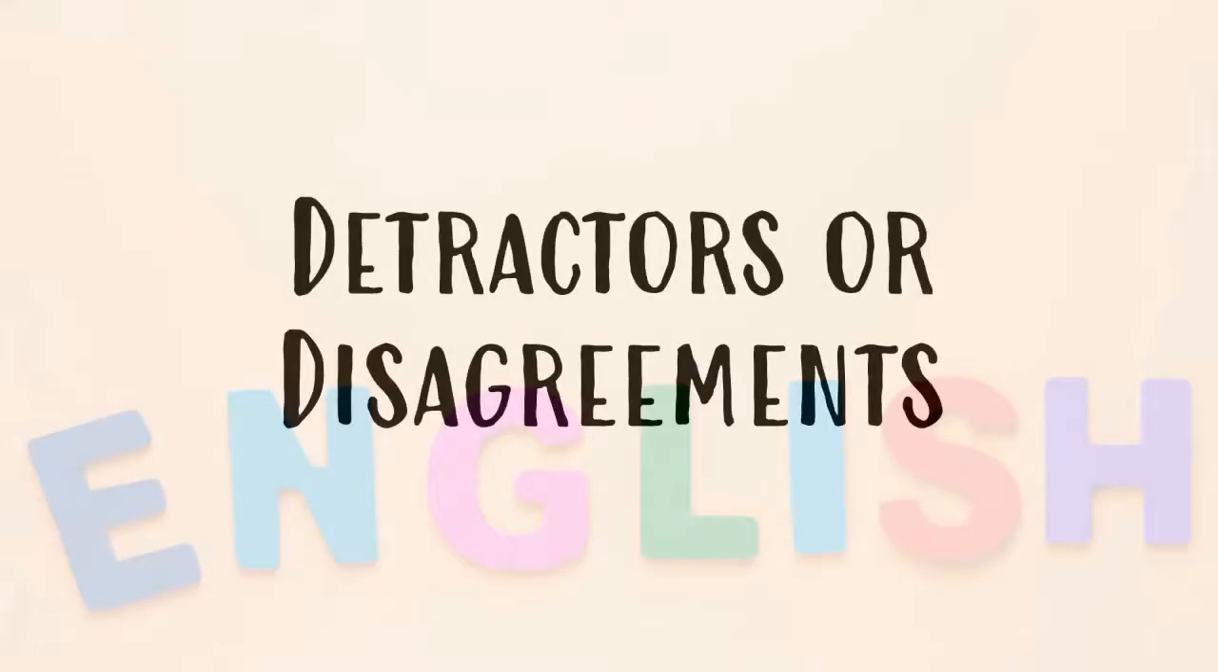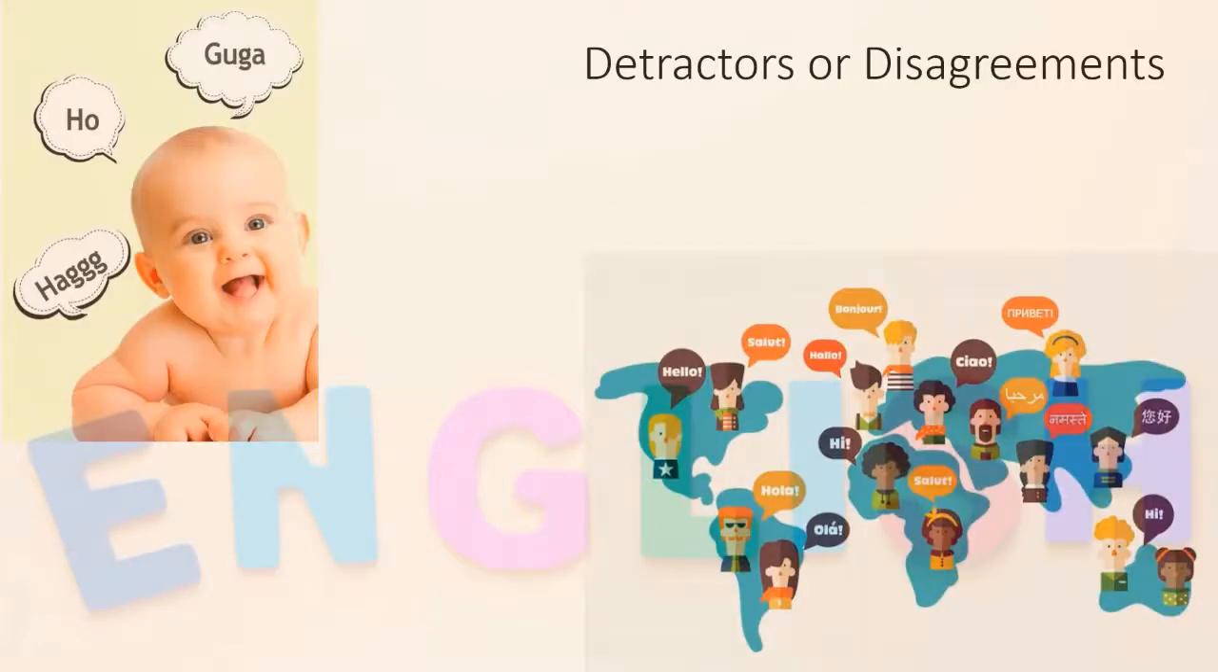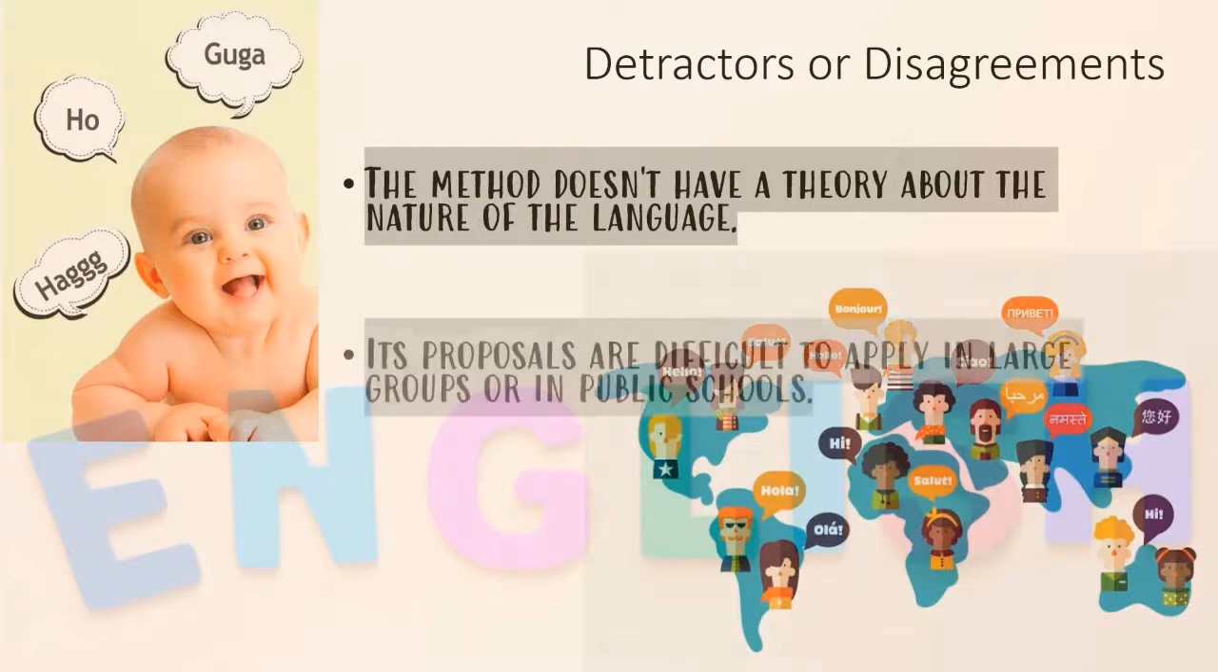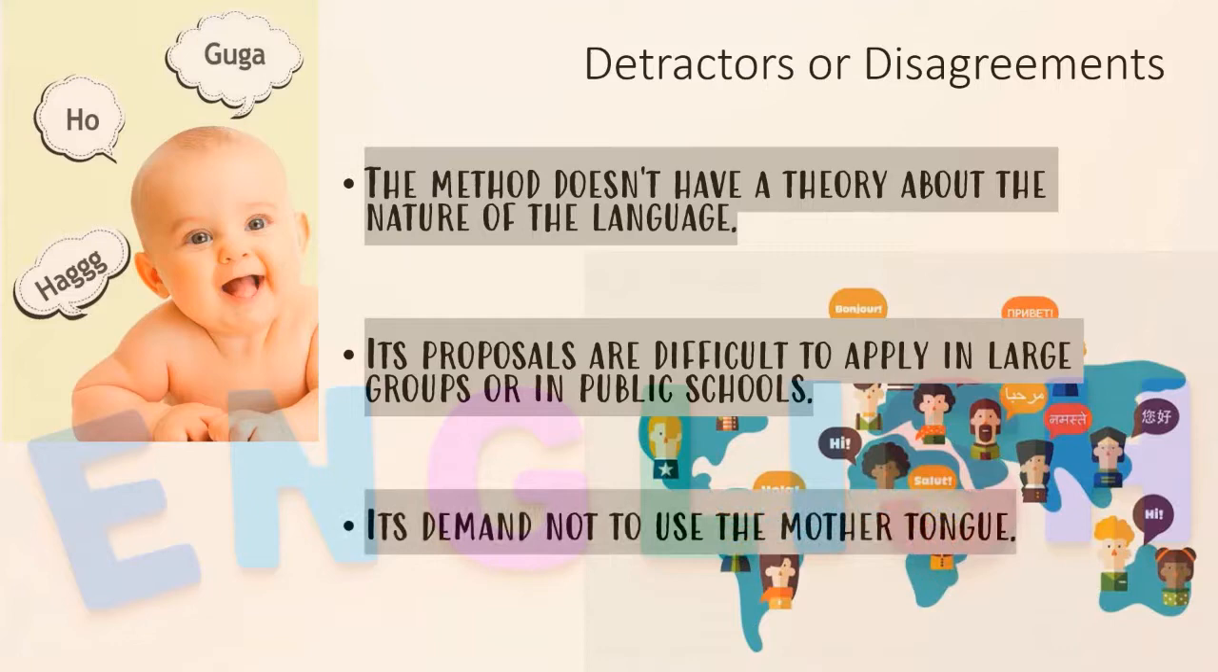The detractors of the direct method argue that its approaches lack a theoretical and methodological basis, since the method doesn't have a theory about the nature of the language or a theory about the learning of it. Nor does it have consistent methodological principles that serve as a basis for teaching techniques. Its proposals have been difficult to apply in large groups or in public schools, and its demand not to use the mother tongue has often resulted in cumbersome and complicated explanations in the target language.